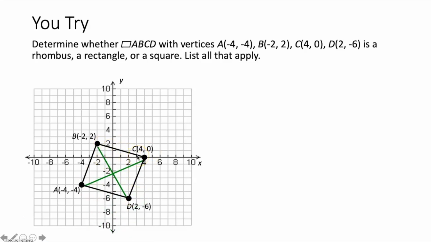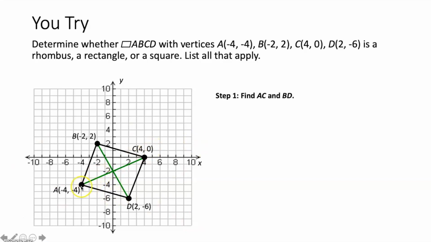Now, we have our diagonals, and we need to complete the 2 steps. We need to find the measure of each diagonal and see if they're congruent. Then we need to find the slope of each diagonal to see if they're perpendicular. So let's first find the length or measure of each diagonal. To do that, we're going to use the distance formula.